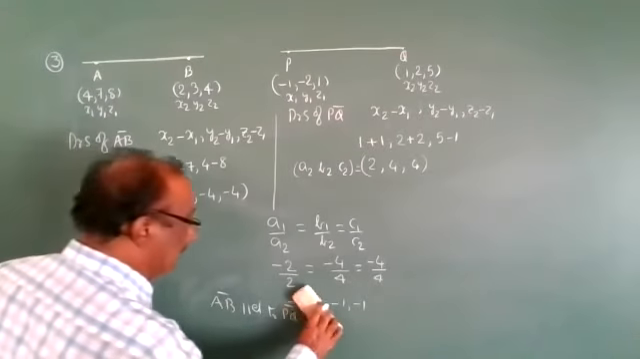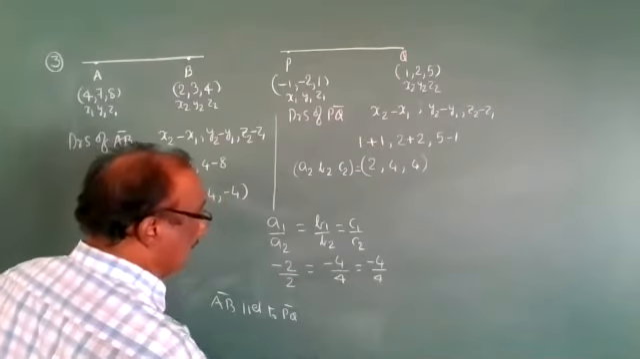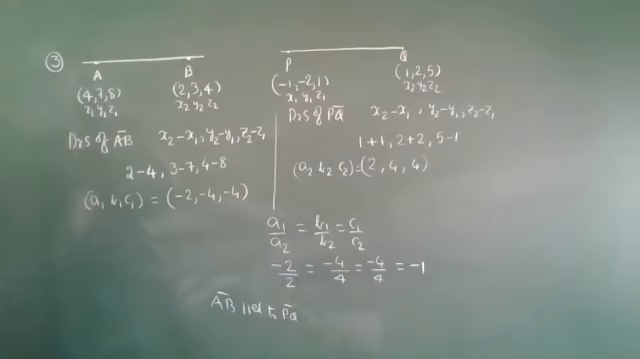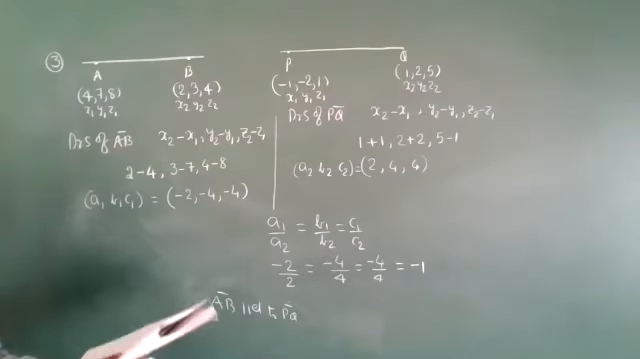The ratio is the same for 3 lines. The ratio is -1 for 3 lines. Therefore, the AB bar is parallel to PQ bar. Right. Fourth problem.